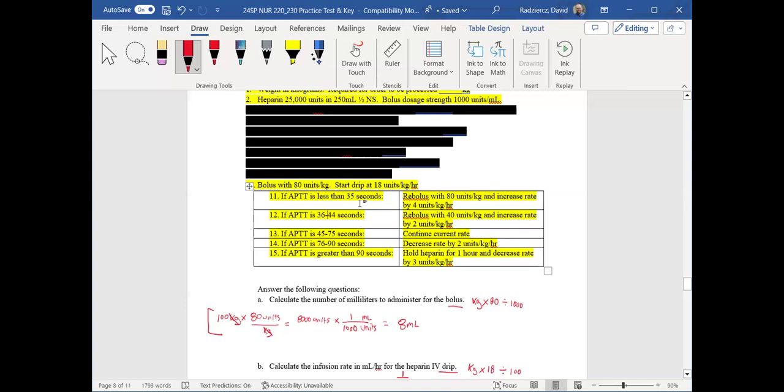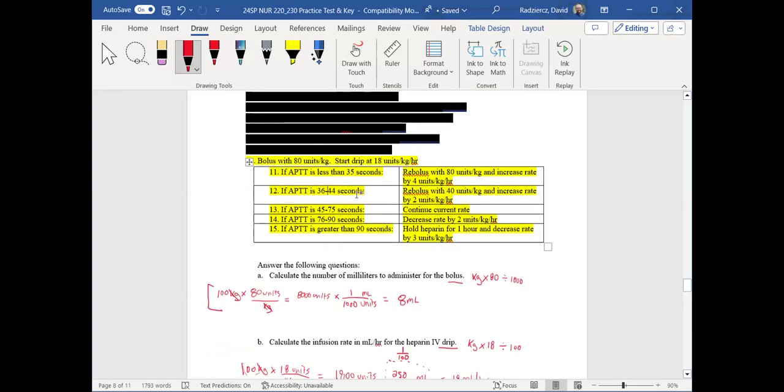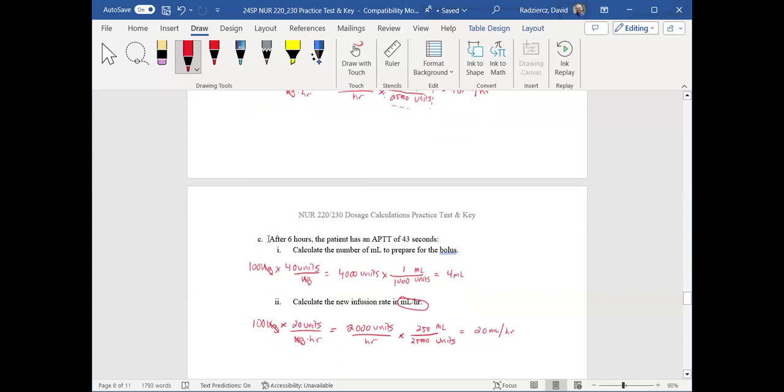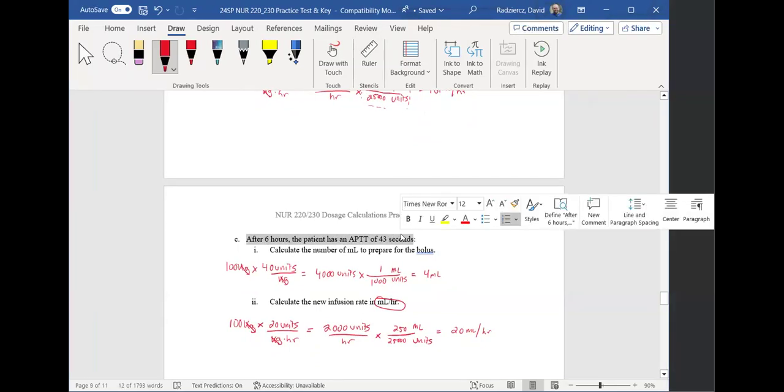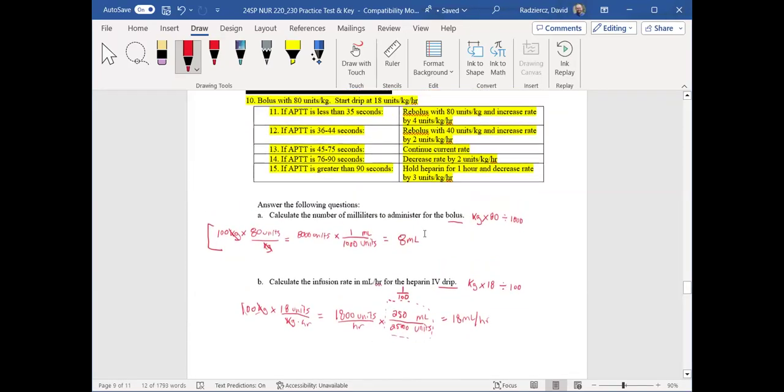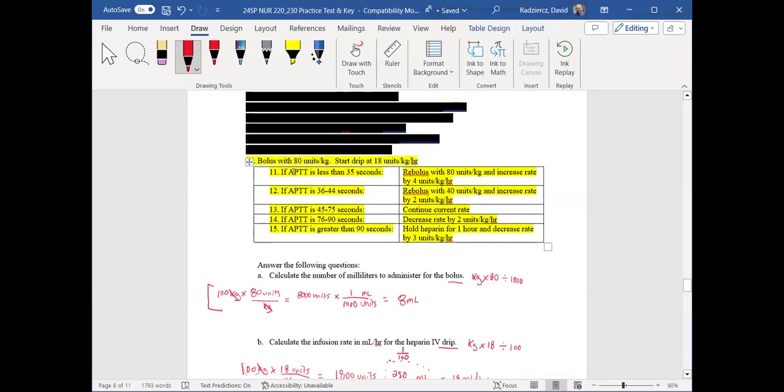So we did a standard weight-based calculation. Now what we're going to do is apply this, and I'm going to shorthand this as well. The way this question will get asked, it'll say after 6 hours, the patient has an APTT of whatever that number is. And then you're going to look at your APTTs. If the APTT is less than 35 seconds, this is what you do. If it's between 36 and 44 seconds, this is what you do. If it's between 45 and 75 seconds, this is what you do. If it's between 76 and 90 seconds, this is what you do. And if it's greater than 90 seconds, this is what you do.